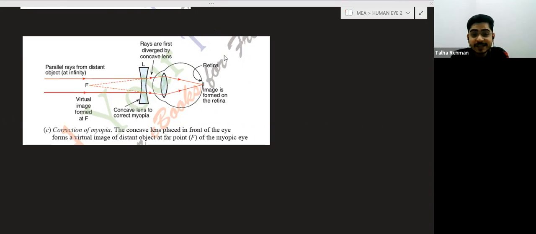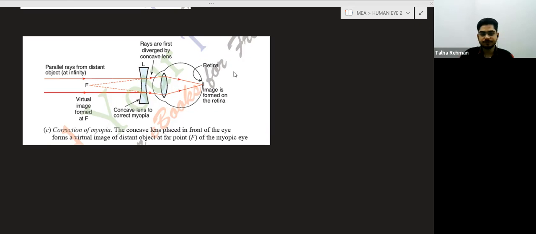Okay, so the image is formed at the far point of the person. So what should be the far point of the, hello Subhana, hello Subhana, so we are just calculating the power, okay Subhana, for correcting the myopia.